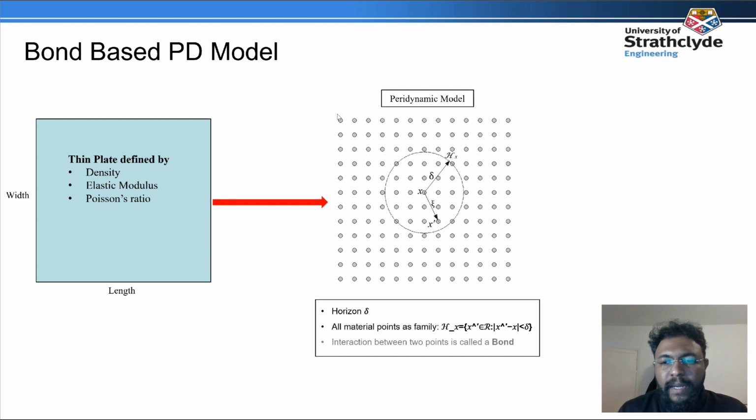In peridynamics, the plate is divided into several material points without mesh. Each material point defines a mechanical property of the material, and each point interacts with the neighboring material points within the horizon delta. The interaction between two points is called the bond.